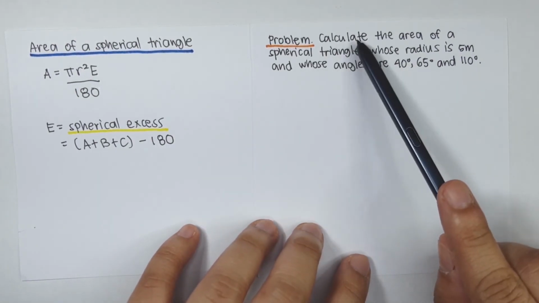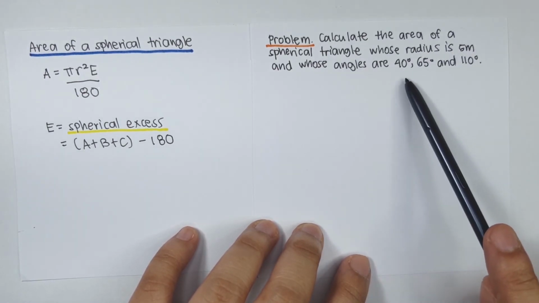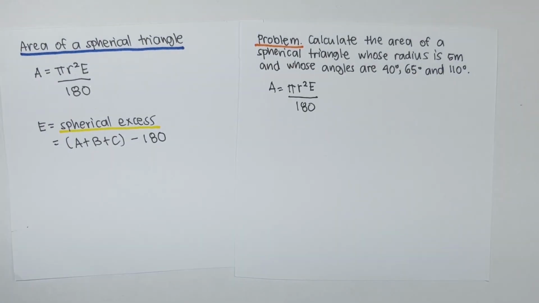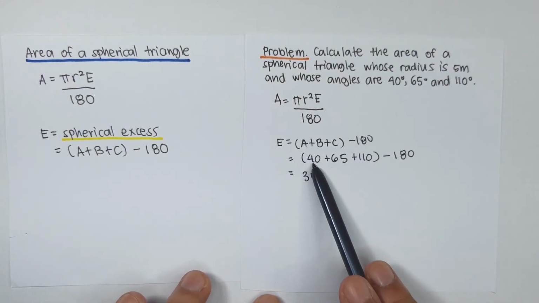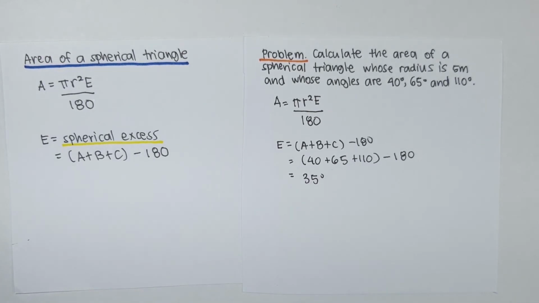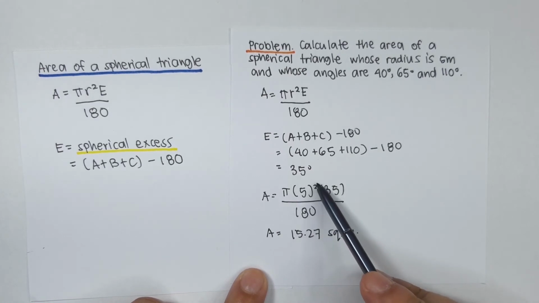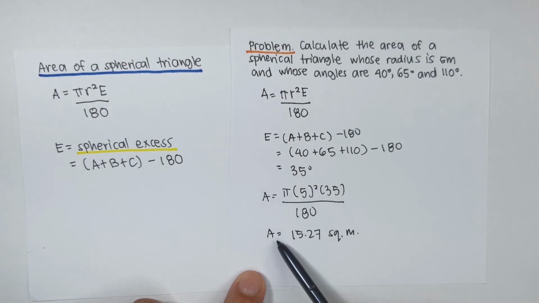So for example, calculate the area of a spherical triangle whose radius is 5 meters and whose angles are 40 degrees, 65 degrees, and 110 degrees. So area is pi r squared E over 180. E is the sum of the three angles minus 180. So that is 40 plus 65 plus 110 minus 180. That is equal to 35 degrees. So area is equal to pi times 5 squared times 35 all over 180. Therefore, our area is equal to 15.27 square meters.